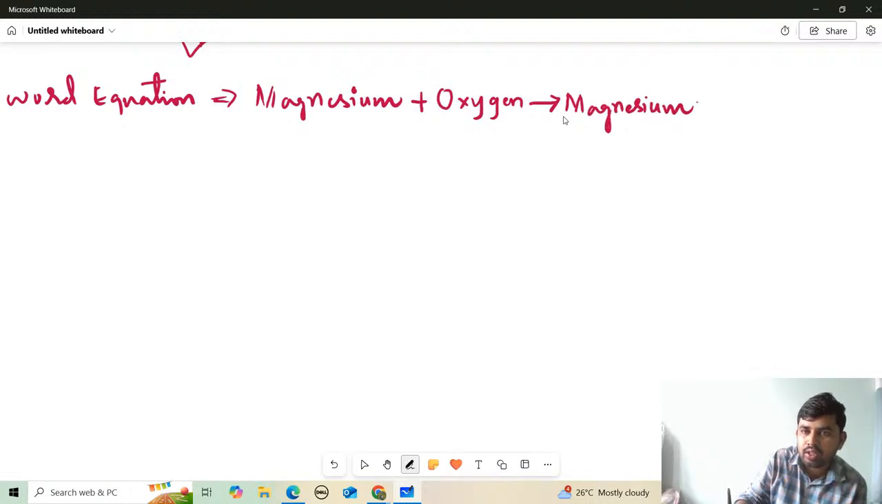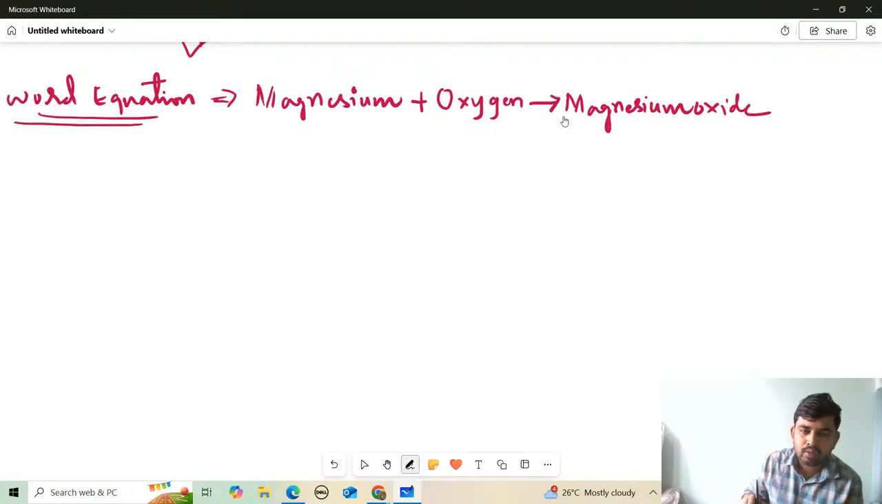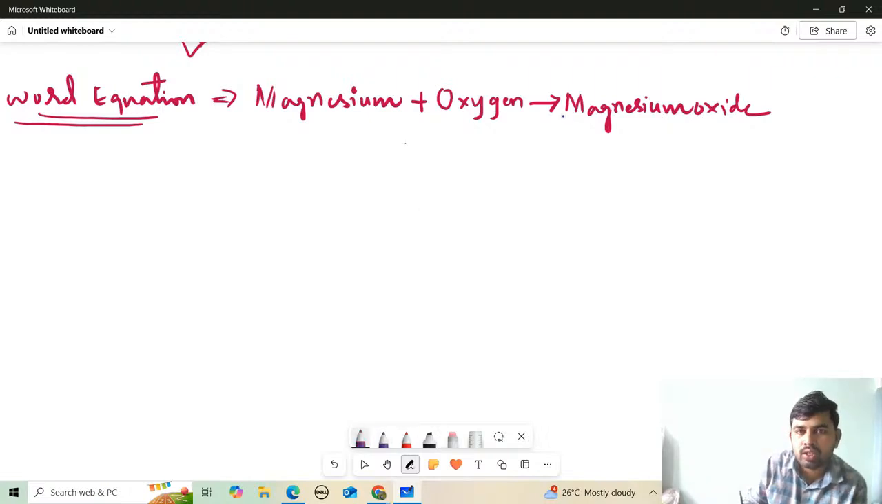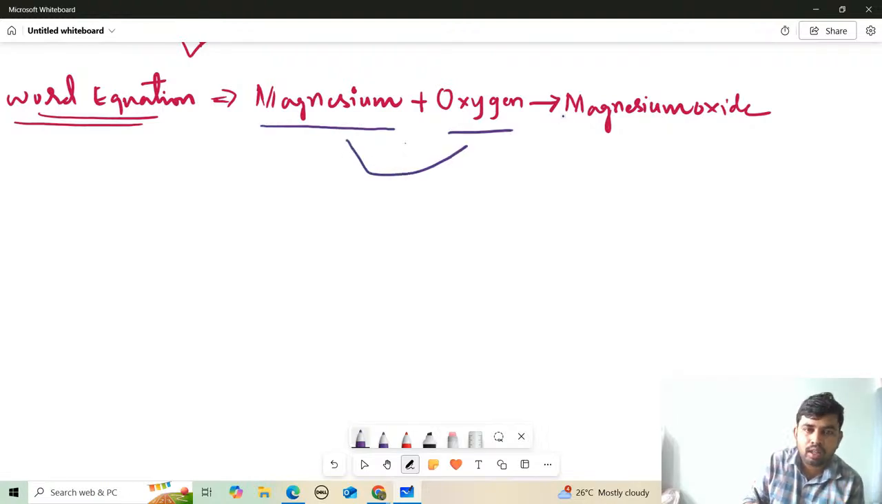Okay, magnesium oxide. So this is a word equation. Remember, I'm using words here. That's why it is called a word equation. Now, magnesium oxide here: these two things are there. One is magnesium, one is oxygen. These take part in the chemical reaction. That's why these two things are called reactants.